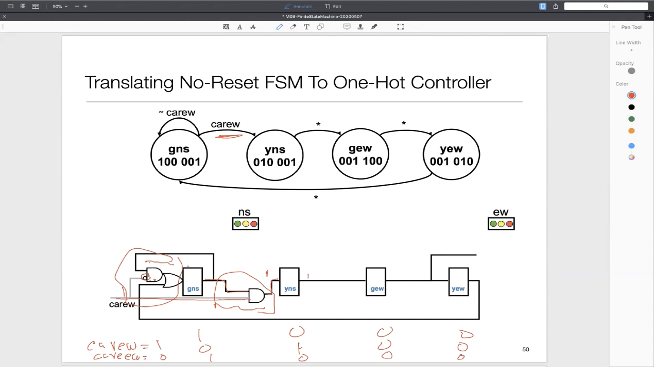And the other cases are super simple, because if I'm in YNS, I always need to move to GEW, which means that if this guy is 1, YNS, then in the next clock tick, I want GEW to be 1. So that is just directly connected. And 0 will kick in out here. So let's work that example out also.